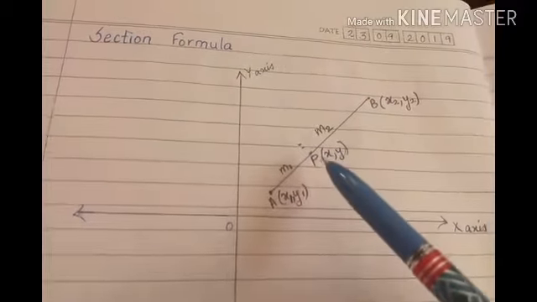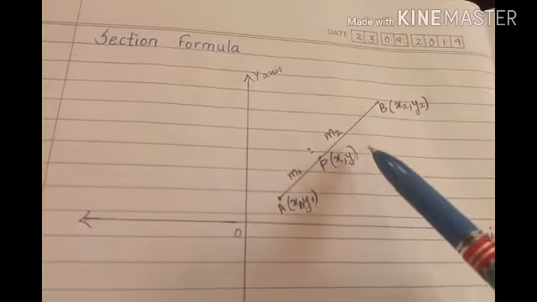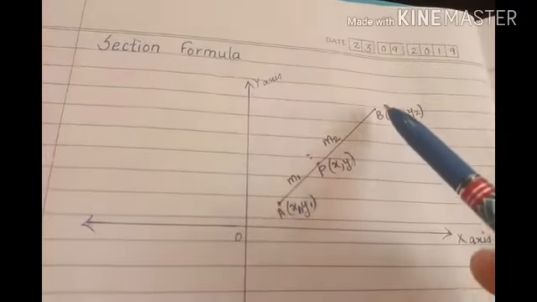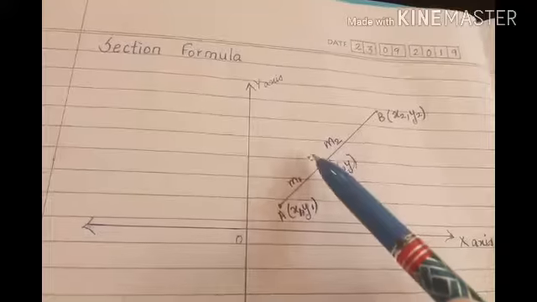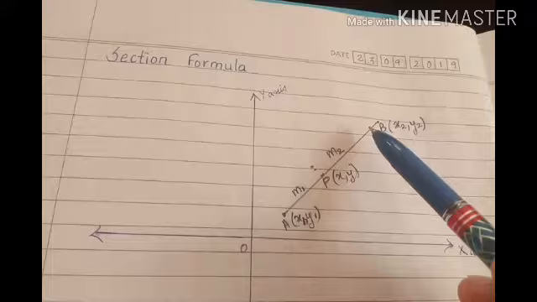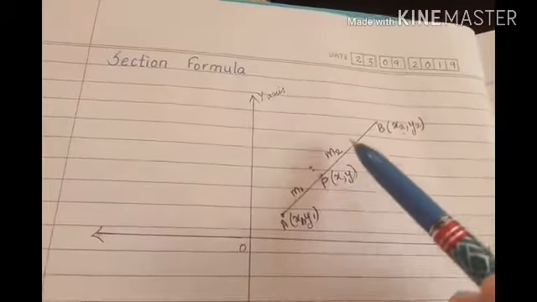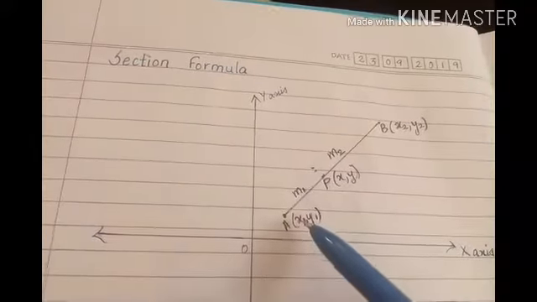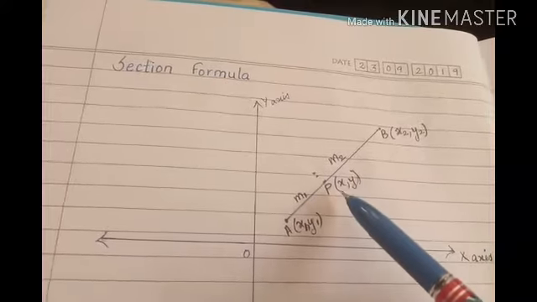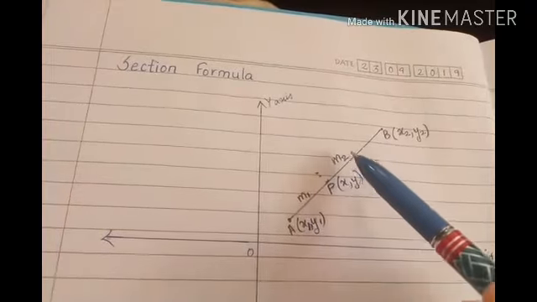Okay. Now let P be a point. Okay, and let the coordinates of P be x, y. So let P be the point that divides the line segment in the ratio m1 is to m2. I'll explain you what is ratio, but just understand this. m1 is to m2. So AB is a line segment. Coordinates of A and B are given. Coordinates of P are x, y. Okay, and this point P divides AB in the ratio m1 is to m2.